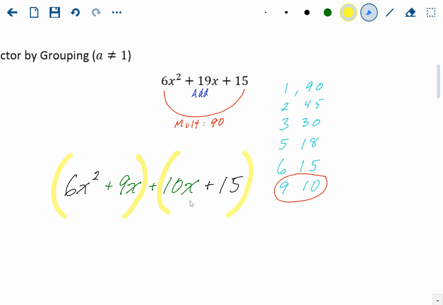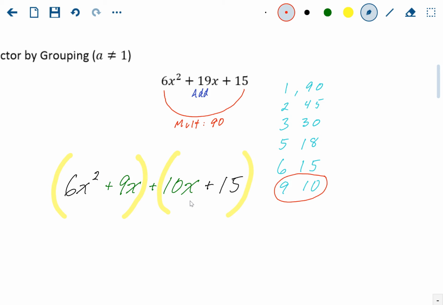Now, I did 9x plus 10x. It wouldn't have mattered if I did 10x plus 9x. The order doesn't matter. You will get the same answer in the end. If you flip the order of yours, if you did 10x and then 9x, the next couple steps are going to look different, but your final answer should be the same. So now we do the factor by grouping.